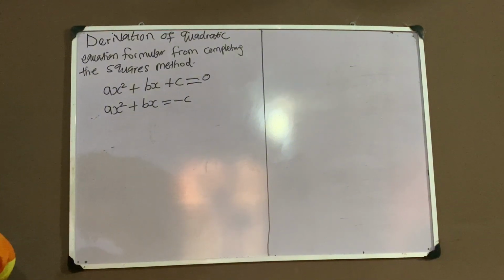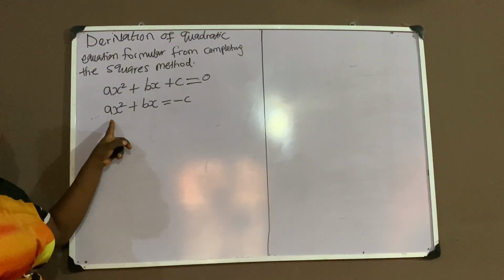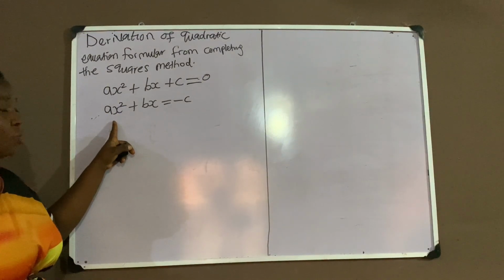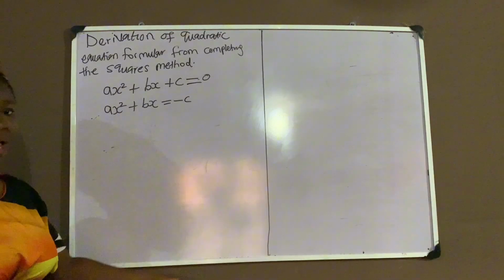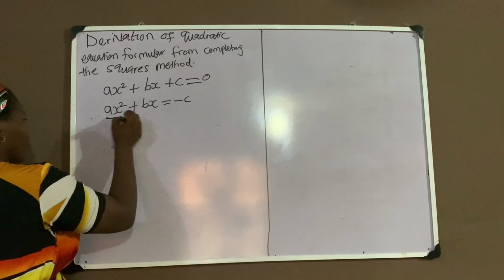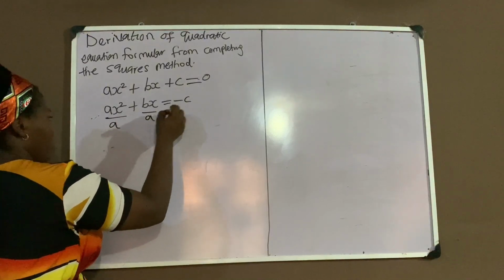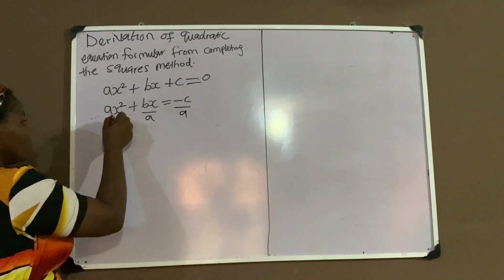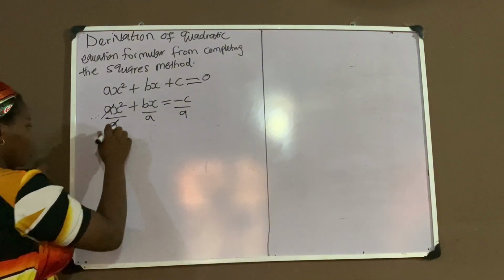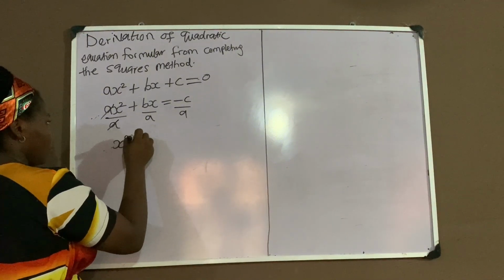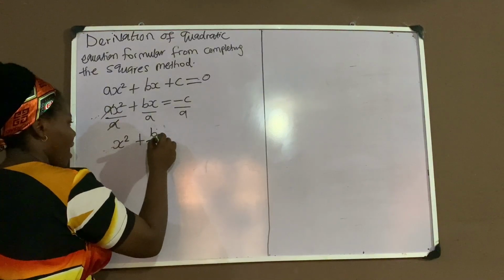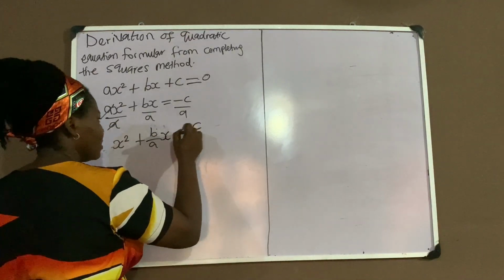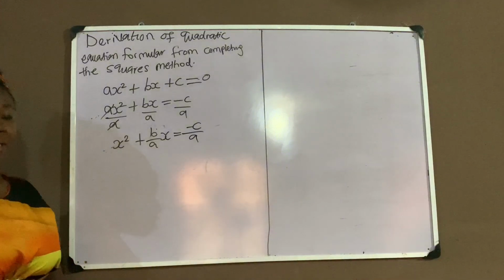Then the next thing you do is make the coefficient of x squared to be 1. How do you do that? By dividing through by the coefficient of x squared, which is a. So we have a here, a, then a. Then this will cancel this. Do you see it now? So we are having x squared plus b over a x is equal to minus c over a. Do you see it now?